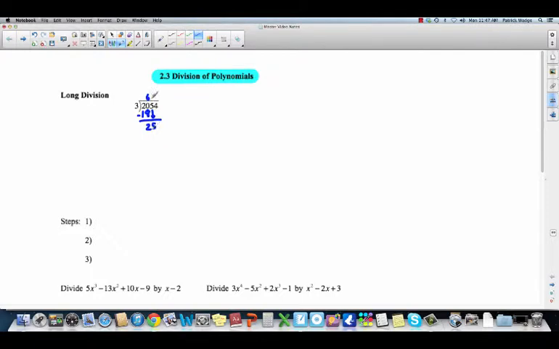25. 3 into 25, 8 times. Gosh, I'm not writing very well here today. 8 times 3 is 24. 25 take away 24, we're subtracting again, equals 1. Now I bring down, yay, I like putting the long arrow. That's why I like the arrows here. 14. 3 into 14 goes 4 times. 4 times 3 is 12. 14 take away 12 is 2. Remember that? That's long division.